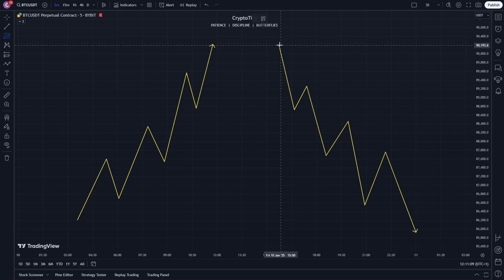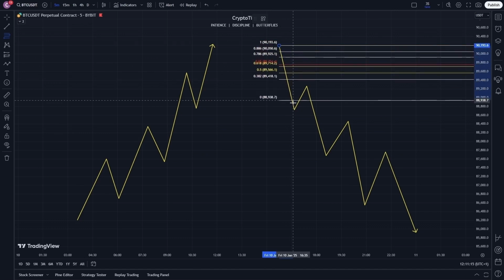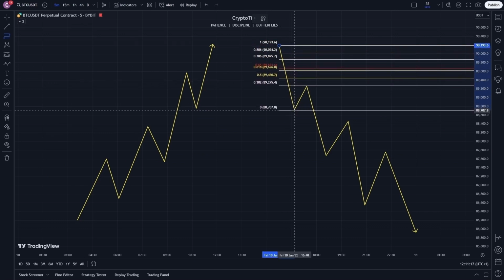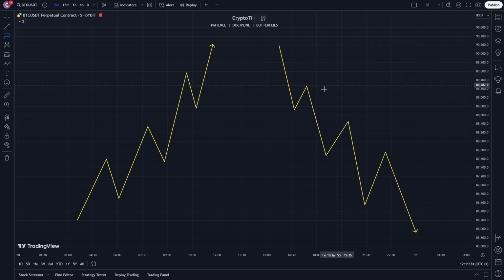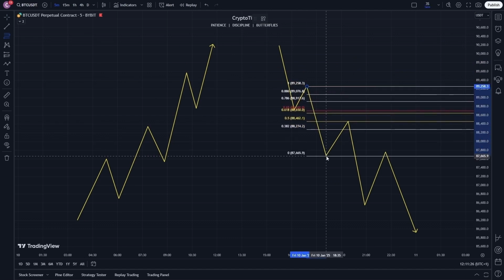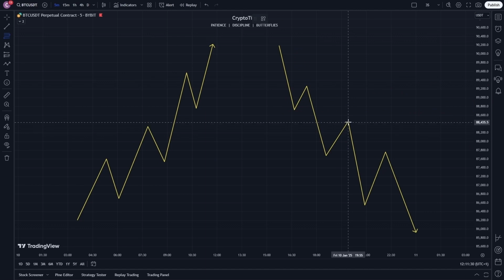Same thing goes here for a move down. So again, we follow the trend or from left to right. So from the beginning of the move to the reversal point, we see retracement into our Fib level, continuation again, and again.